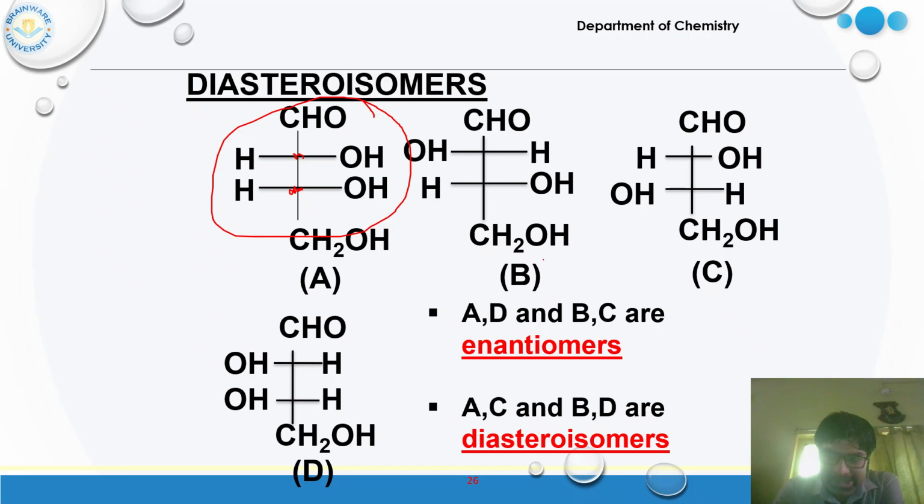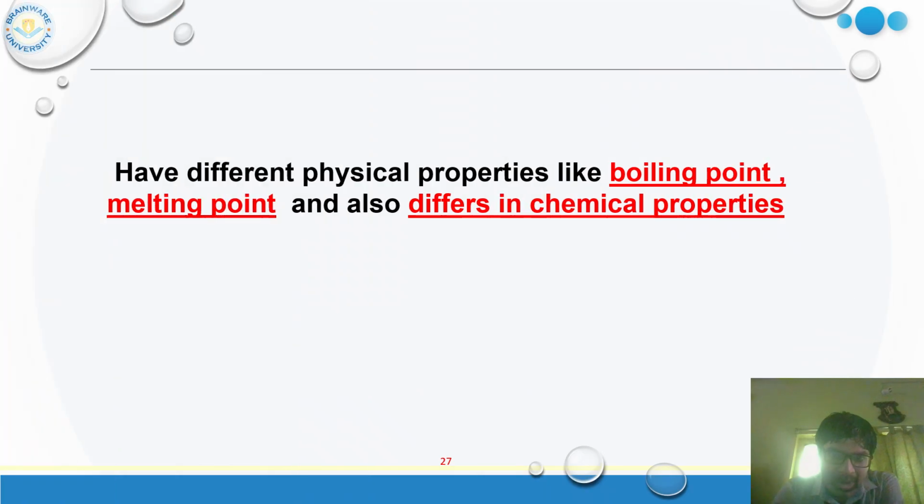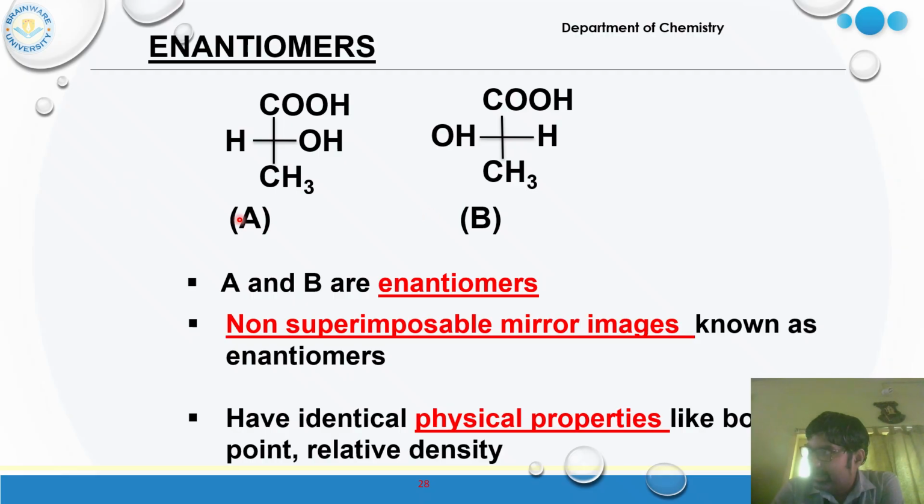Similarly, we are proceeding to the enantiomers. So what are enantiomers? COOH, HOH, CH3. This carbon is known as the chiral carbon. Now, just look at B. The chiral carbon is interchanged because H goes in place of OH and OH goes in place of H. So obviously, B is the non-superimposable mirror image of A. Non-superimposable mirror images are known as enantiomers.